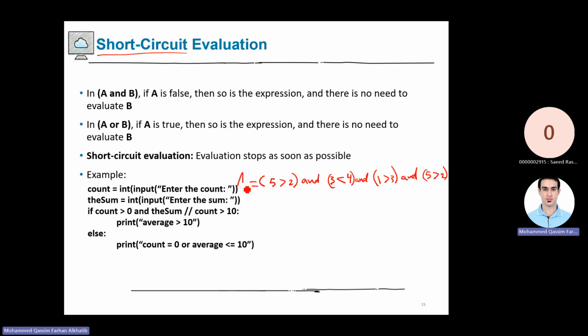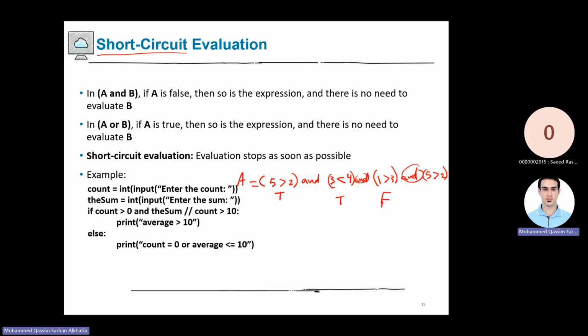Let's say this one is A. Since we deal with logic, the answer could be true, could be false. So this one, 5 larger than 2, it is true. 3 less than 4, it is true. 1 larger than 3, false. Do I need to evaluate this? I have all ands, and I'm ending with a false.